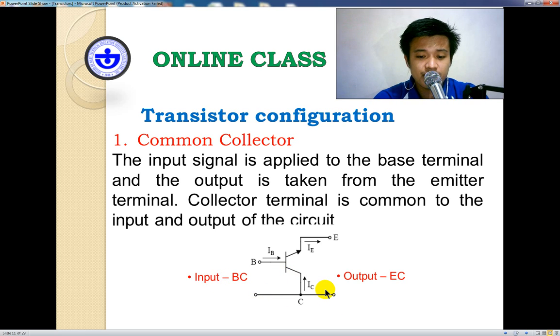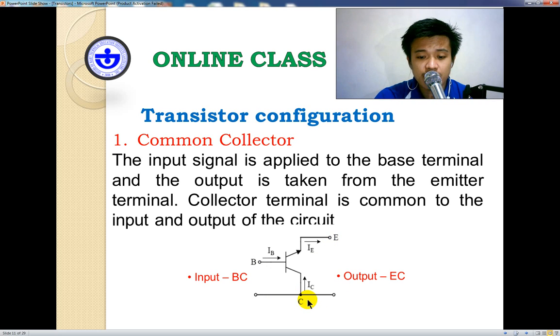Based on this illustration, the collector is connected to the ground, and it is paired with the input, which is the base. The base is connected with a certain value, while the collector is connected to the ground. And our output in here is the emitter, and of course the collector.